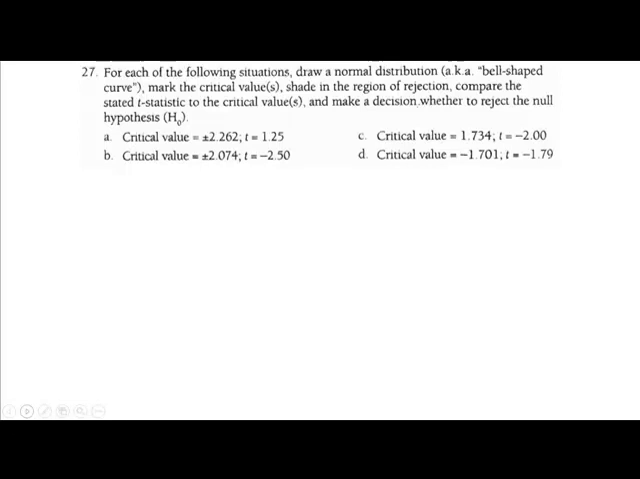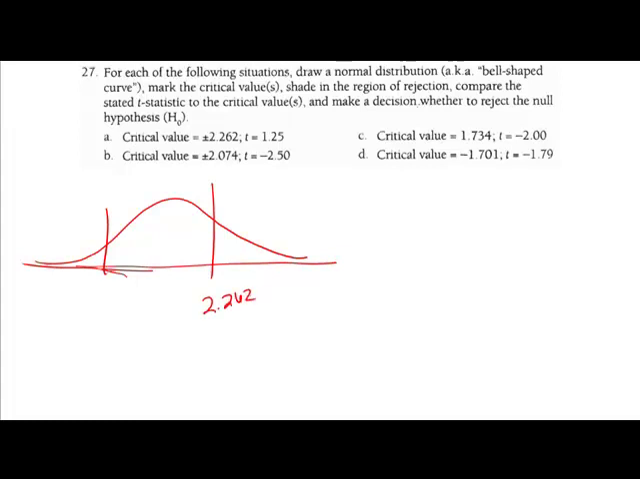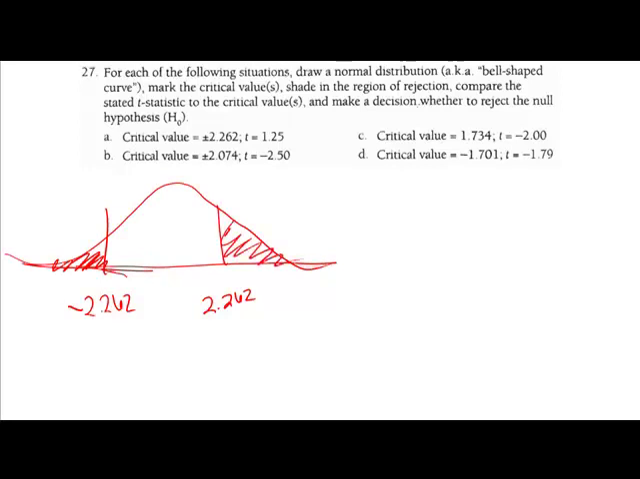Okay, for 7.27, for each of the following situations, draw a normal curve, mark the critical values, shade in the region of rejection, compare the stated t statistic to the critical values and make a decision whether or not to reject the null hypothesis. Fine. Bucket on the floor, draw a curve. Critical value is 2.262, negative 2.262. Shade it in. Man, that's an ugly curve. If t is 1.25, we wouldn't reject. Do not.